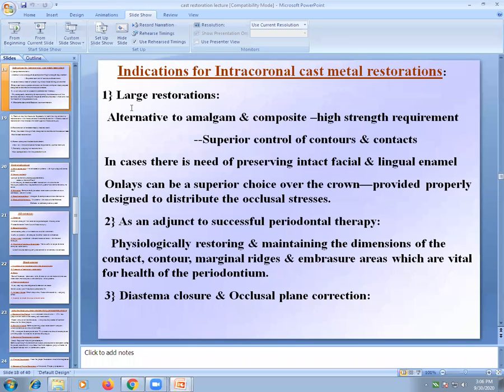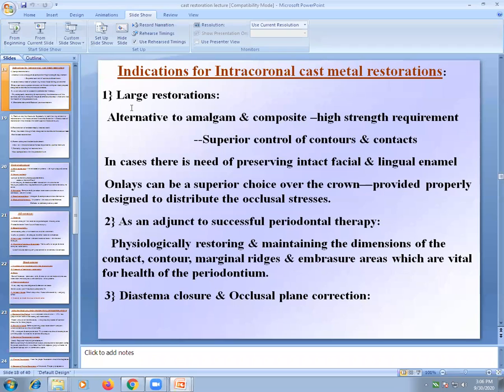Then the third one is diastema closure and occlusal plane correction. In diastema closure, the most commonly used material is composite restoration, which is a direct restoration procedure. But what happens if there is a wide gap, near about 2 mm or 3 mm between two central incisors? At that time, our material cannot withstand that much lingual force that will act on the restoration. So at that time, what do we have to do? We have to shift towards veneers.